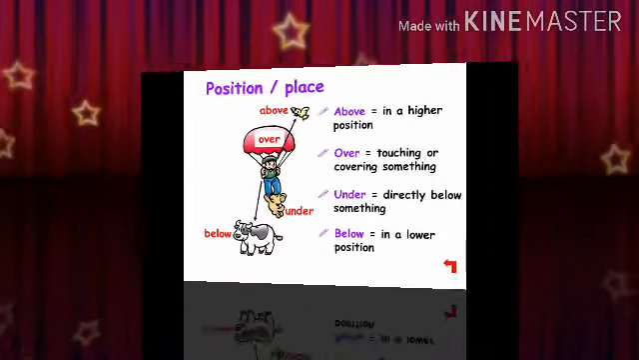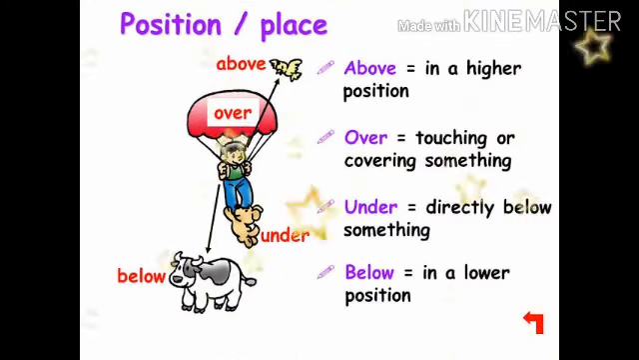Next we have 4 prepositions together: above, over, under and below. Let's look at the picture first. We have a boy in the picture and 3 other characters too. First of all, the balloon is over the boy's head. Then we have the bird. The bird is above the boy. Under, the dog is under the boy's feet. And the cow is below the boy.